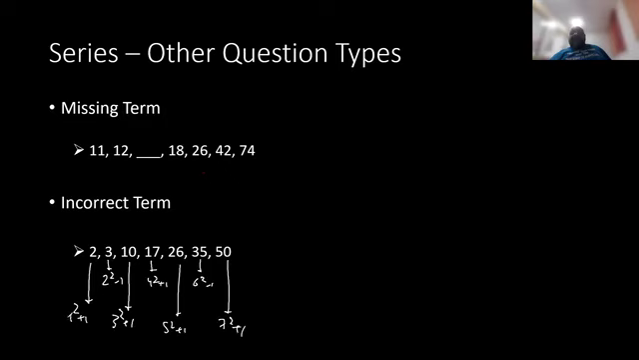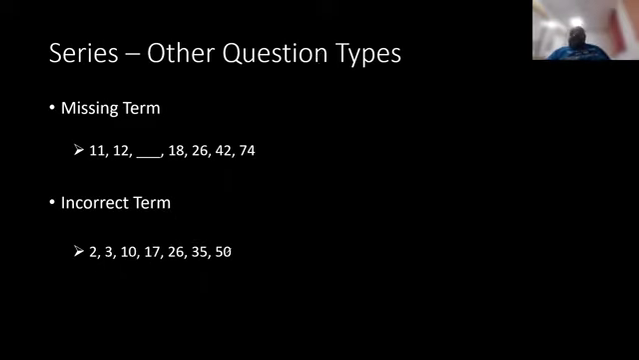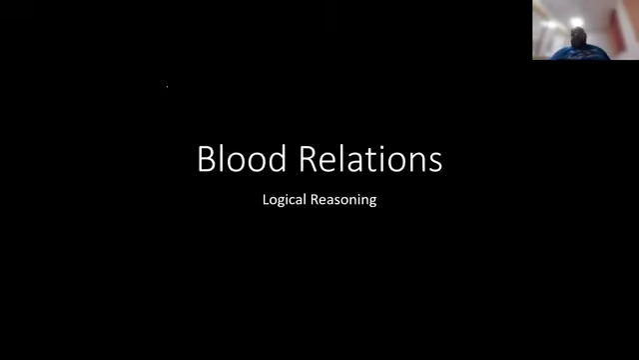So basically, 1 is being added to odd squares. 1 is being subtracted from even squares. So this should not be 17. This should have been 4 square minus 1, which is 15, the correct term. So from the options, one of the options will read 17. I'll tick that saying 17 is the wrong term in this series. Clearly, of the 3 types of questions, this would be a more difficult question to solve. In terms of theory, that is what series encompasses.